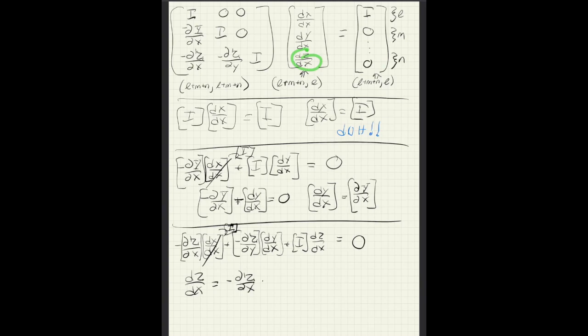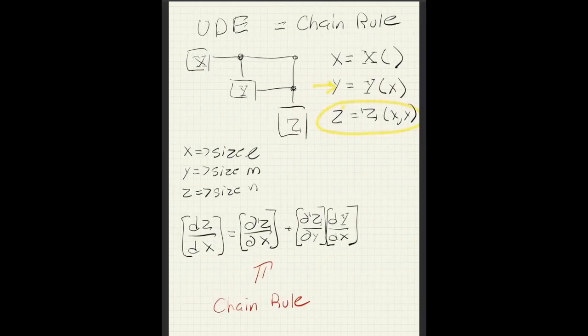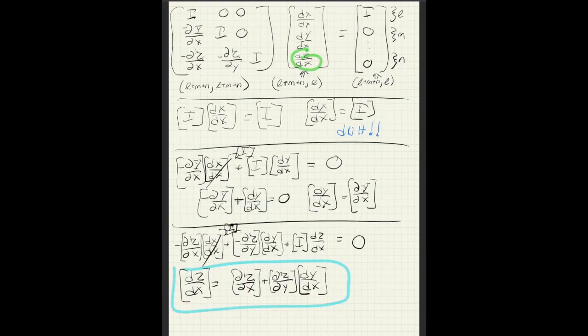And there's no minus sign because it's been brought over to the other side, plus dz dy, and these are all matrices again, times dy dx. And if you'll note, this equation is exactly what you would have gotten if you had used the chain rule in the beginning. So the unified derivatives equations gives exactly the same result as the chain rule.